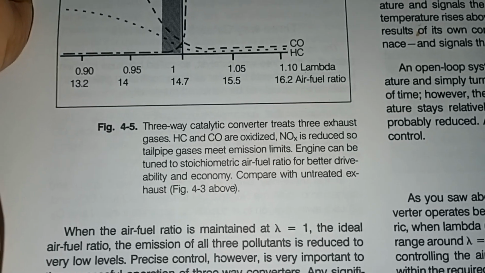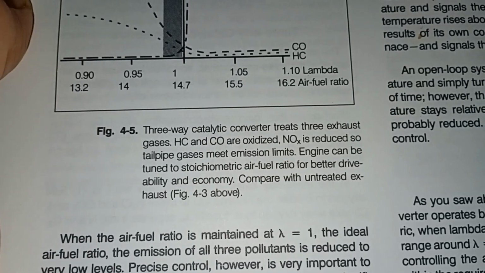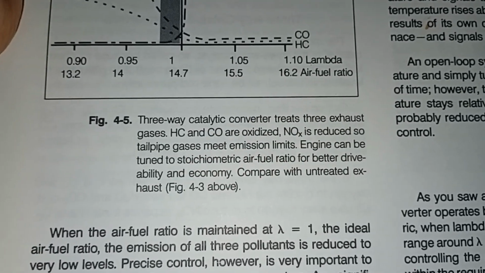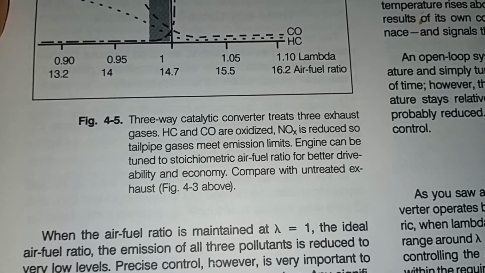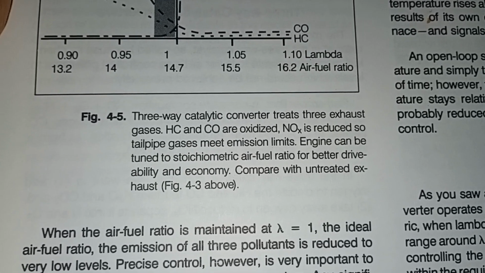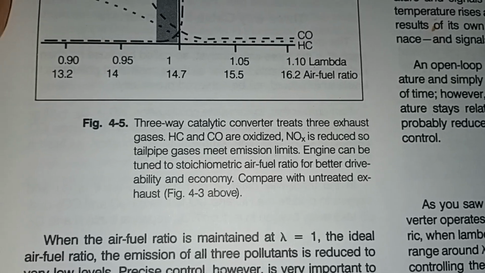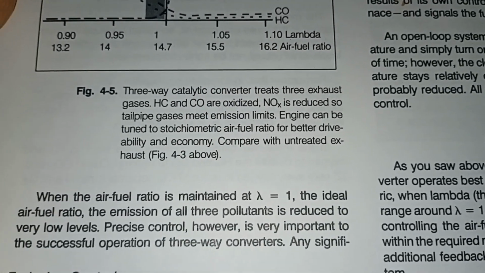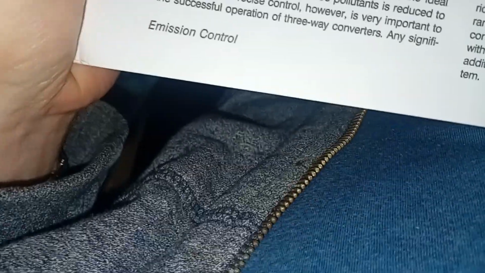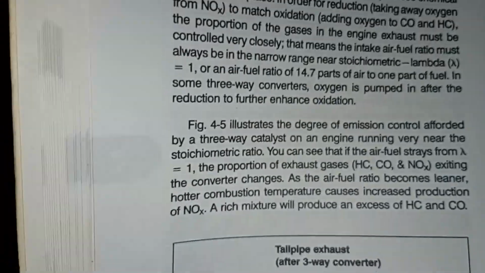Three-way catalytic converter treats three exhaust gases: HC and CO are oxidized, nitrogen oxide is reduced, so tailpipe gases meet emission limits. Engine can be tuned to stoichiometric air-fuel ratio for better drivability and economy. Compare with untreated exhaust, Figure 4.3.